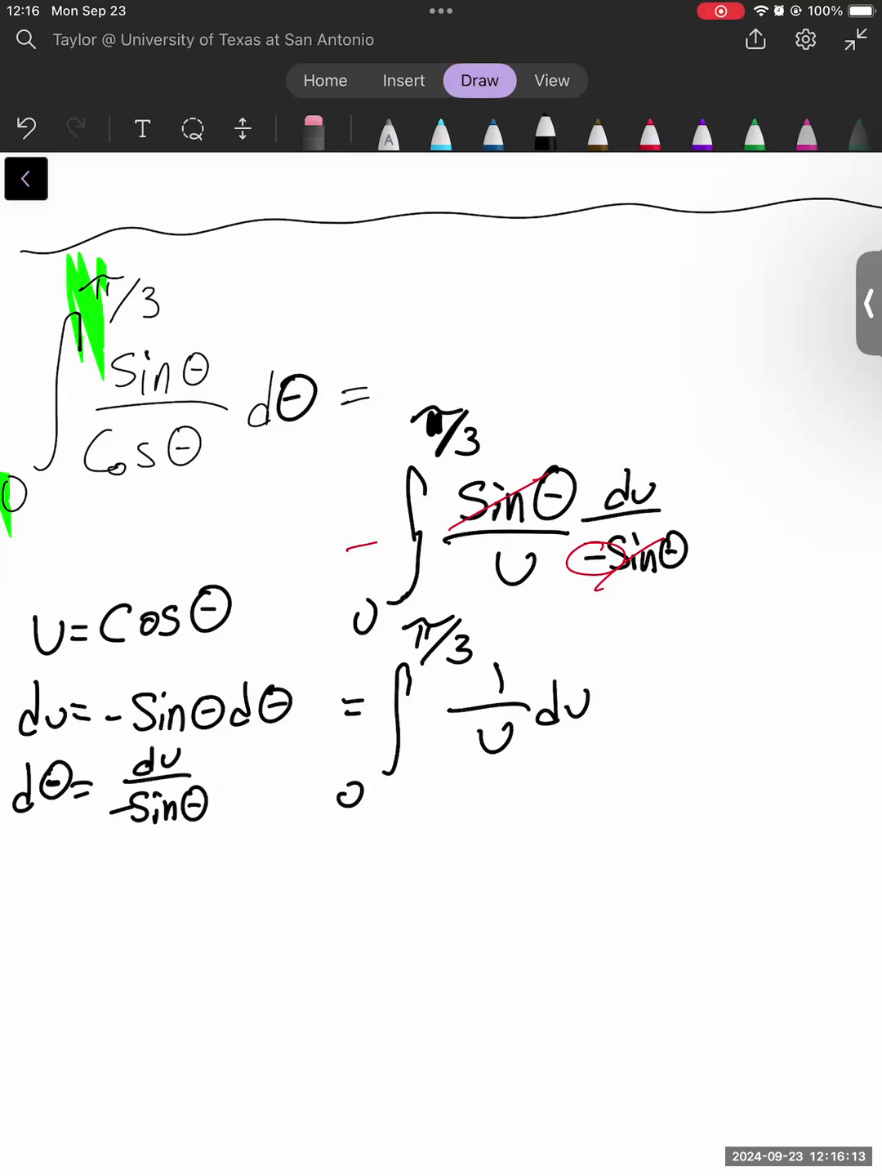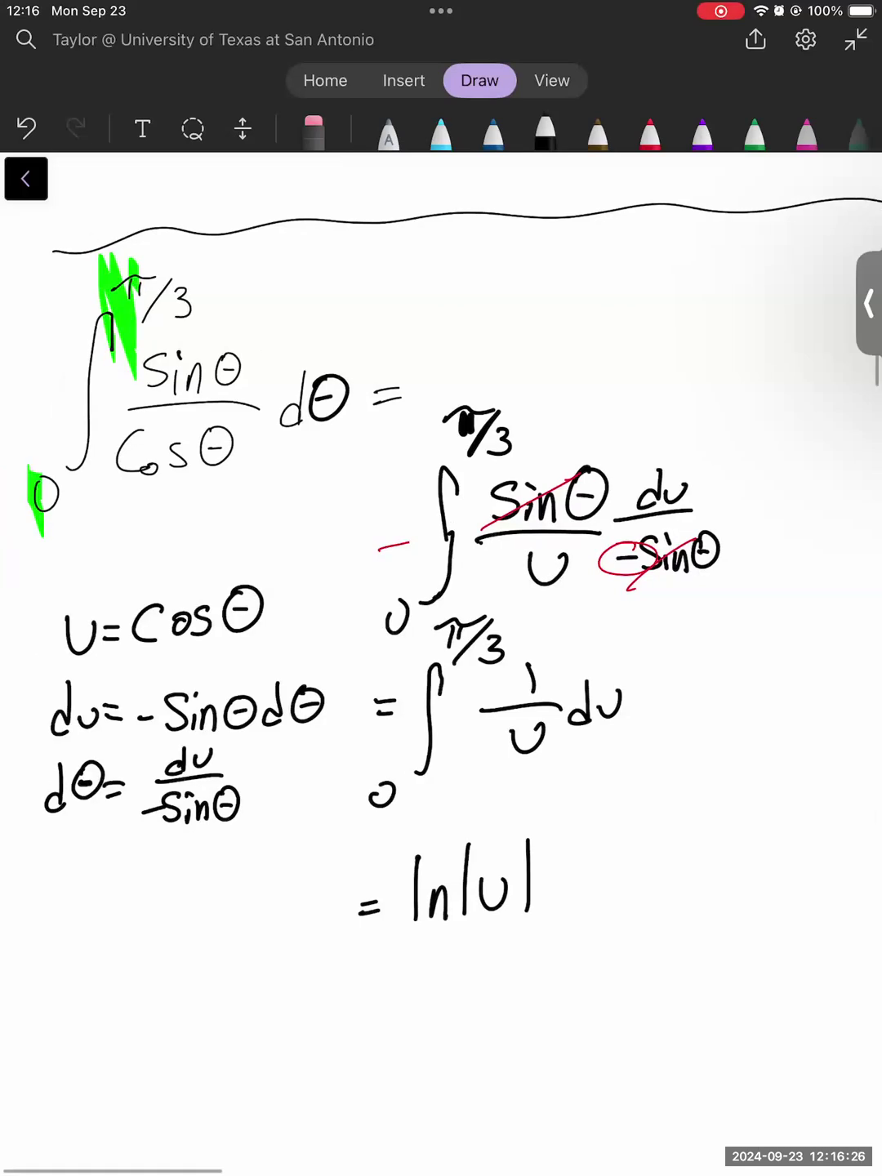Is it going to be ln u? Nice, very nice. We get natural log of u. And so first, I'm going to ask, how do we want to approach this next step? Because remember, we have our bounds here in terms of theta, but we just took an integral with respect to u, so we can do one of two things. We can change our bounds, or we can substitute our u back in and go from there. What do we want to do?